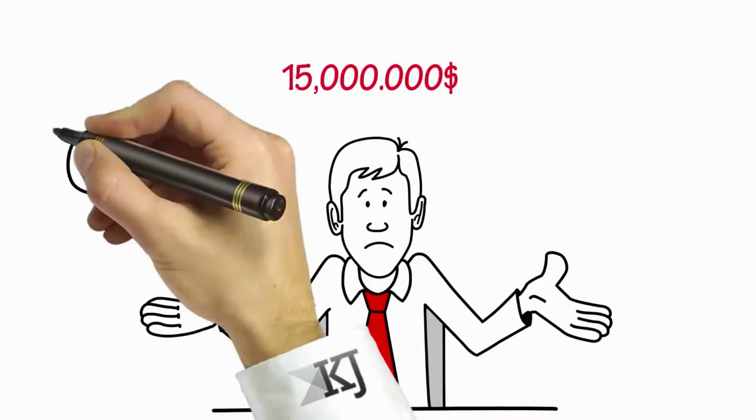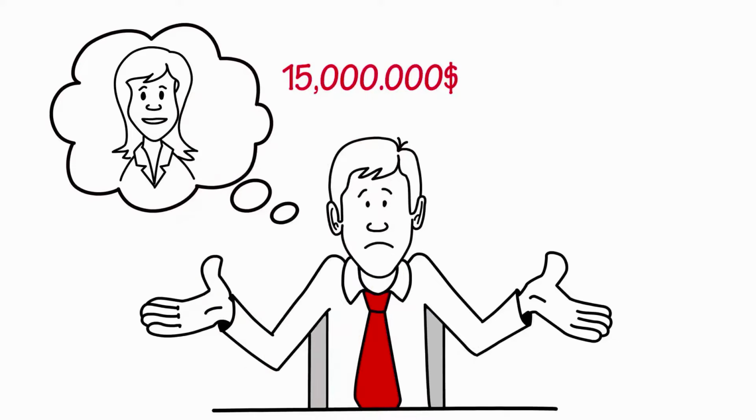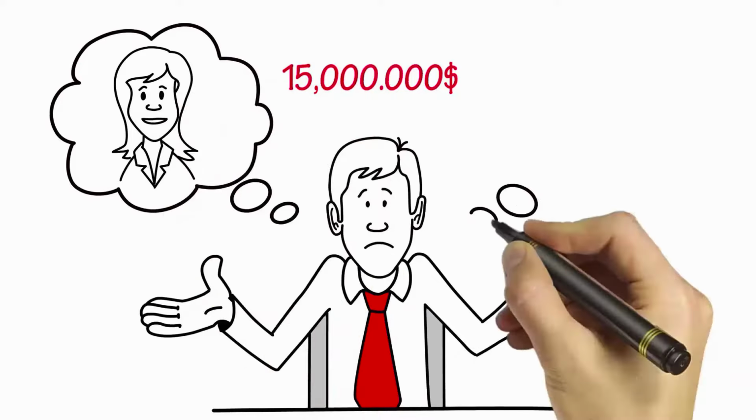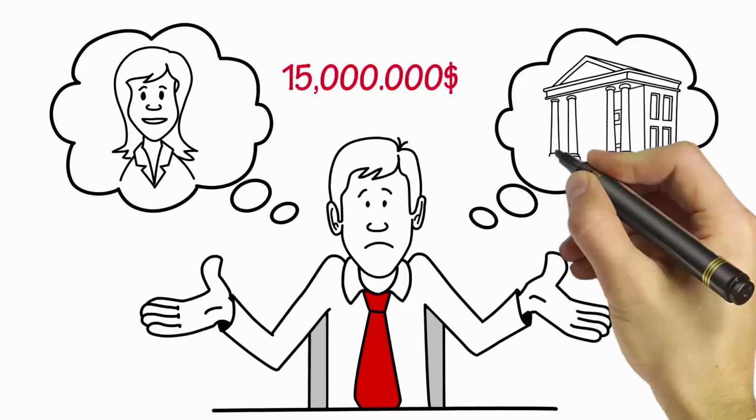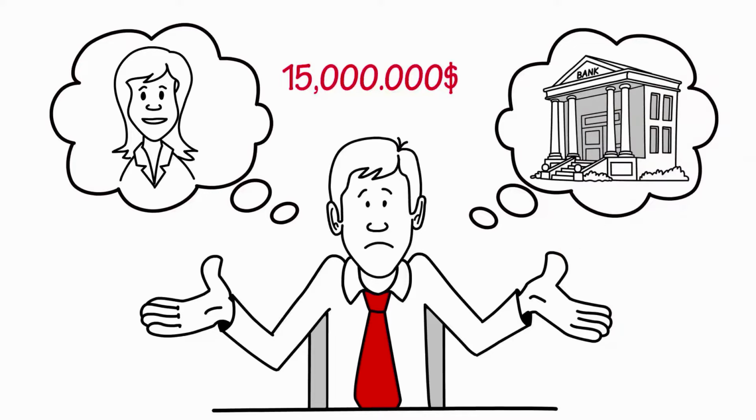Mark realizes that they only have two options. One, they can go to Sophia and ask if she's willing to make an upfront payment of $15 million. Two, they can go to their bank and ask if the bank wants to lend them $15 million.